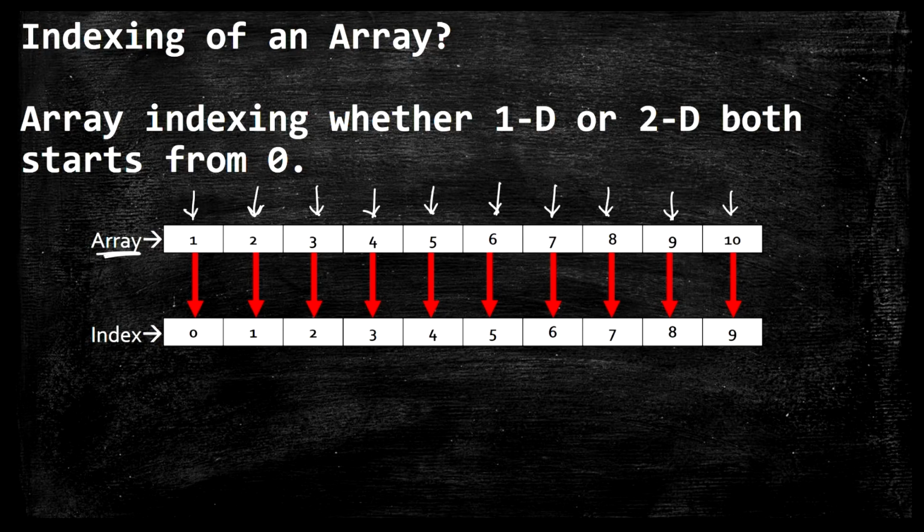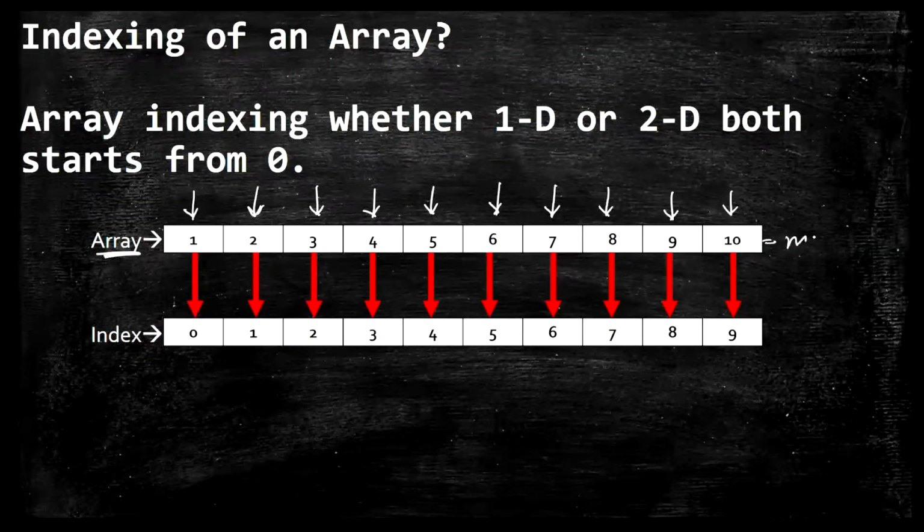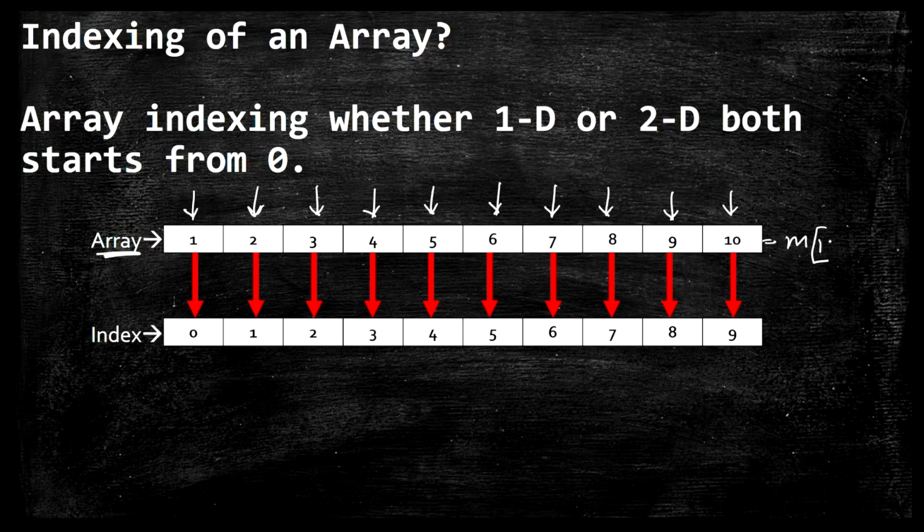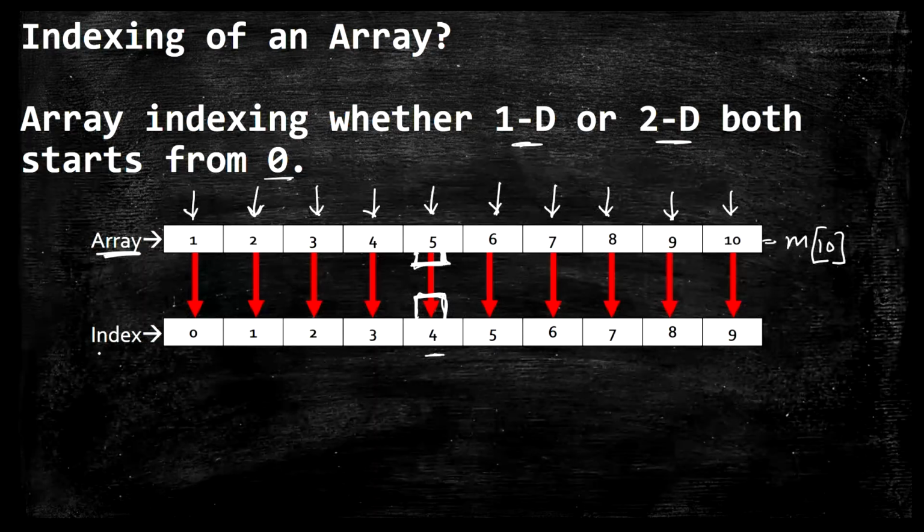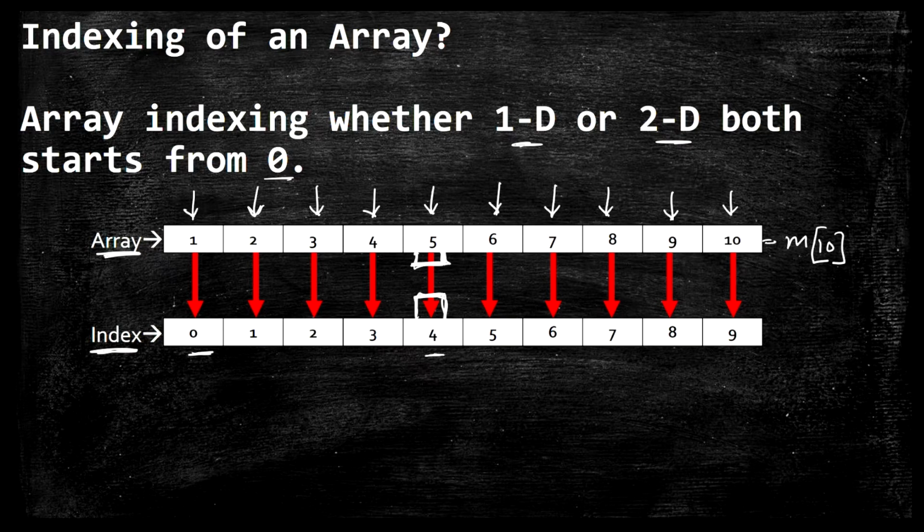Okay, suppose this is an array of name m and how many spaces is it storing? 10. Okay, now remember that the indexing of a 1D array or a 2D array both starts from 0. Now suppose I want to access this 5 over here. This 5 data I want to access. So how will I access it? I will refer to this 5 value by its index, and its index is 4. Why 4? Because the index of an array starts from 0, not from 1.